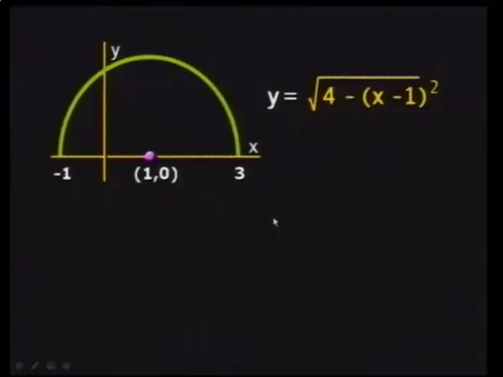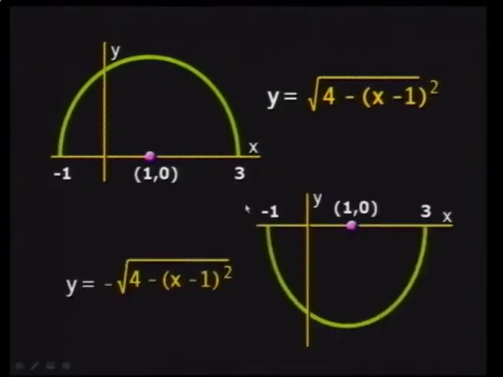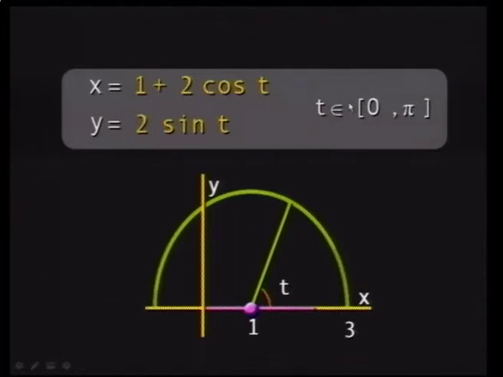Now this function can be transformed, as I said, into two functions. One is the square root of 4 minus (x minus 1) squared, and the other one is minus the square root of 4 minus (x minus 1) squared. Both work from minus 1 to 3, and both have center (1, 0). So these two functions are Cartesian, and they are explicit because y is given in terms of x. But you can also transform them. Let's take the first one, y equal to the square root of 4 minus (x minus 1) squared.